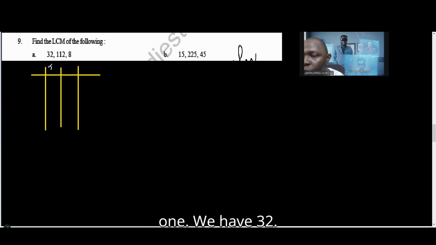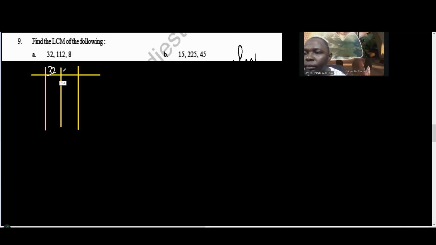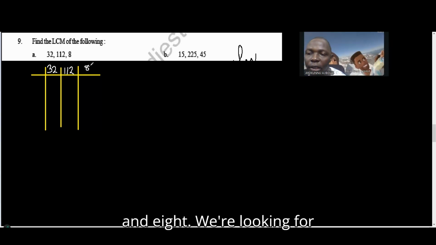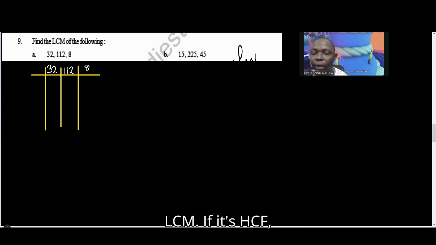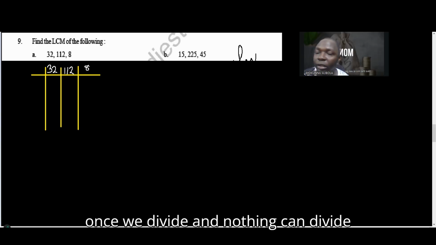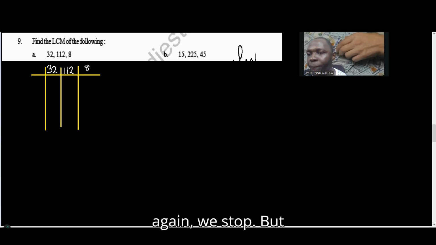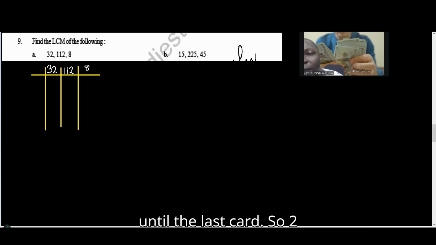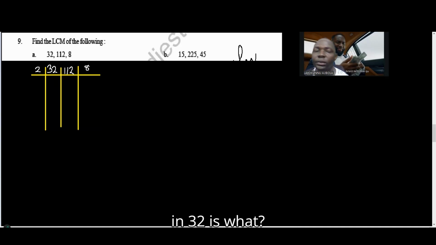We have 32, then 112, and 8. We're looking for the LCM. If it's HCF, once we divide and nothing can divide again, we stop. But since it's LCM, we can continue dividing until the last card. So 2 in 32 is what?